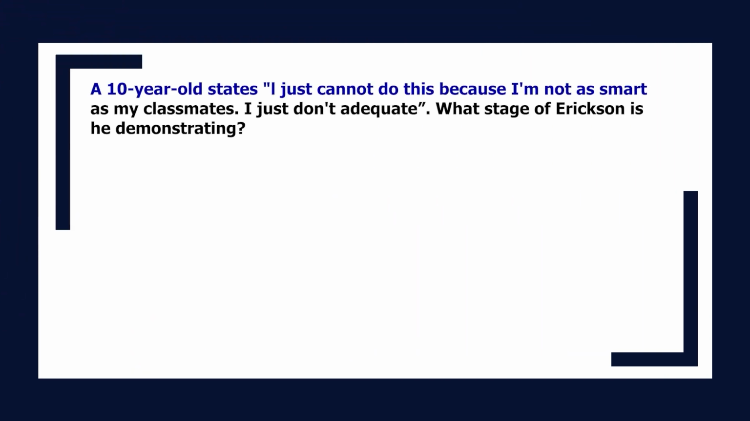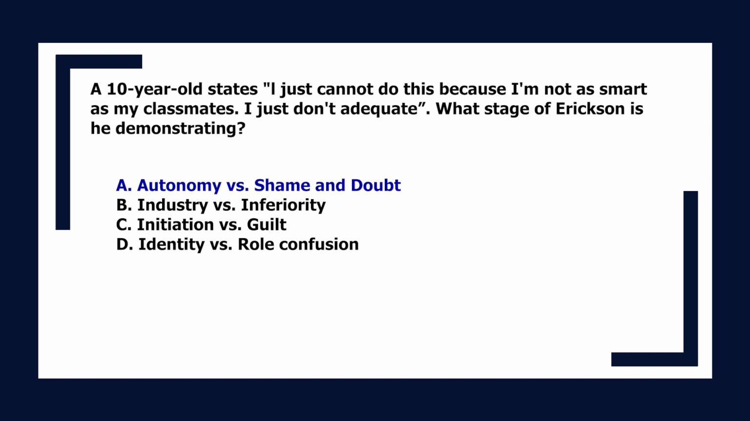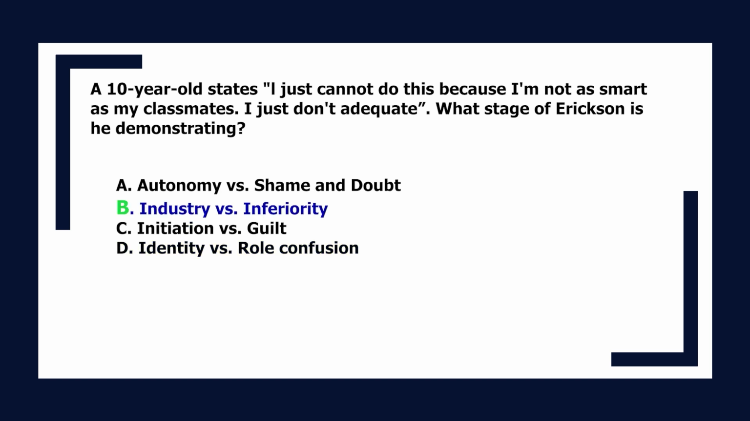A 10-year-old states, I just cannot do this because I'm not as smart as my classmates. I'm just not adequate. What stage of Erikson is he demonstrating? A. Autonomy versus shame and doubt. B. Industry versus inferiority. C. Initiation versus guilt. D. Identity versus role confusion. The answer is B. Industry versus inferiority.